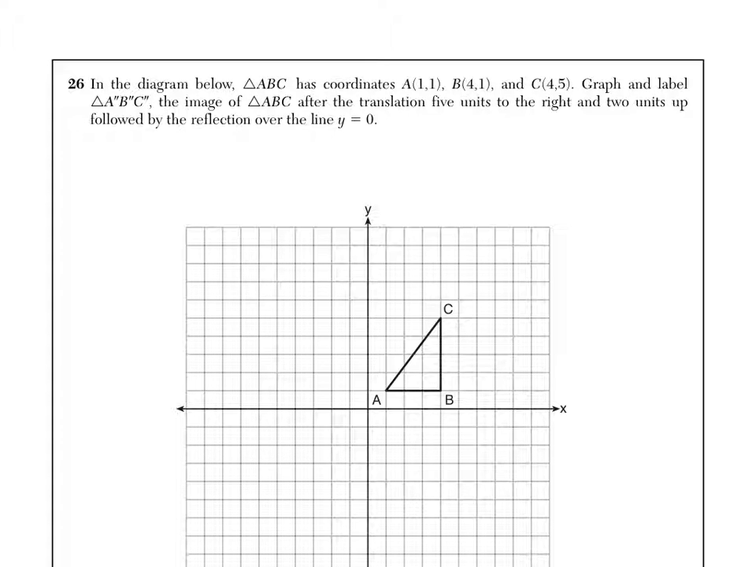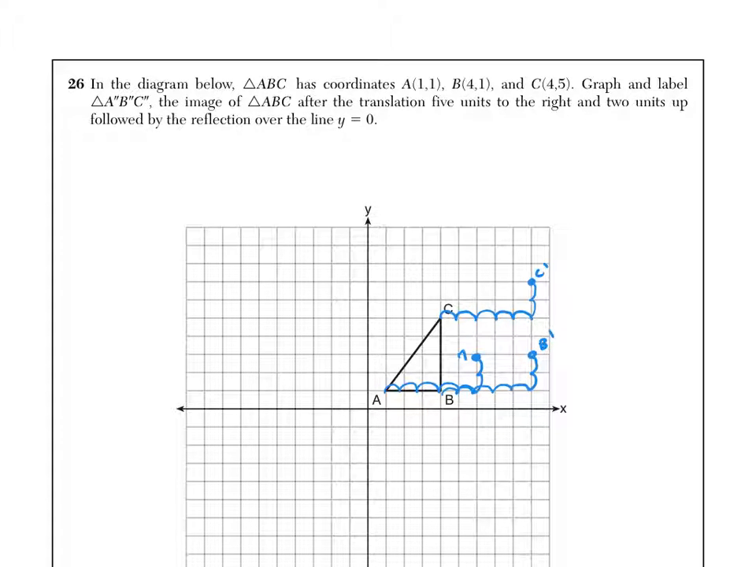So we have to go 5 units to the right and 2 units up first. That's just counting, guys. So we'll start with C. You just count it over. We're going to go 5 to the right, 1, 2, 3, 4, 5, and then 2 up. That's going to be C prime. Then we do the same thing for B: 1, 2, 3, 4, 5, 2 up. That's our B prime. And then A prime.